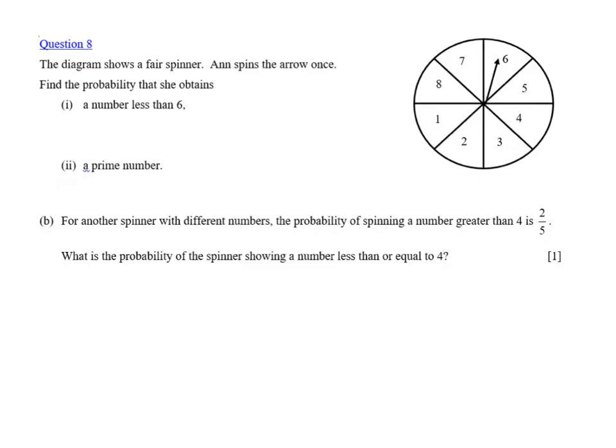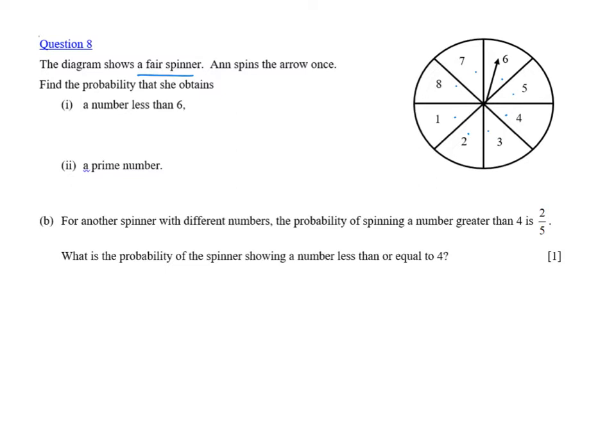Question number 8. The diagram shows a fair spinner and spin the arrows once. Now let's take a look. How many numbers are there here? 1, 2, 3, 4, 5, 6, 7, 8. So there's a total of 8 numbers. Every one of them has a fair chance of occurring. That's what they mean by fair spinner. So it will be 1 out of 8 chance for every number.